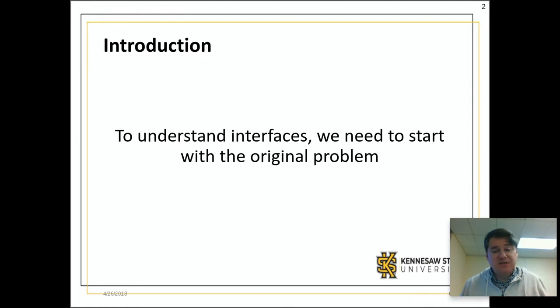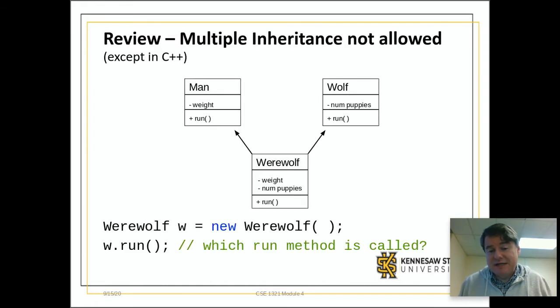So what is an interface then? Well, an interface is kind of like an abstract class. As a matter of fact, it's very like an abstract class, but there are a few more restrictive rules with regard to it. So to understand, we need to go back to this example that we talked about a week ago.